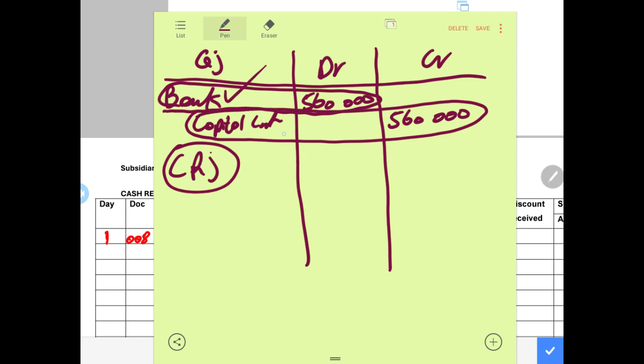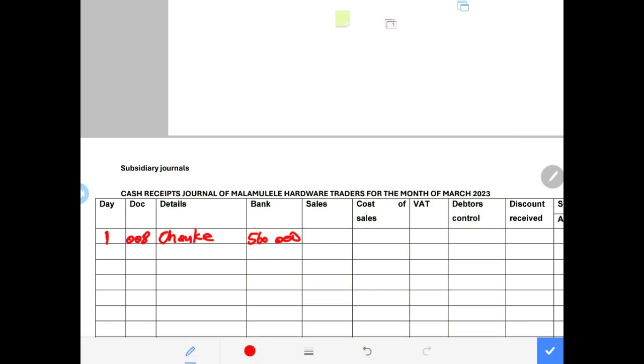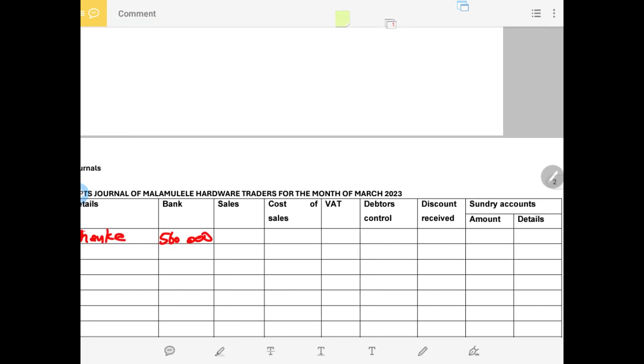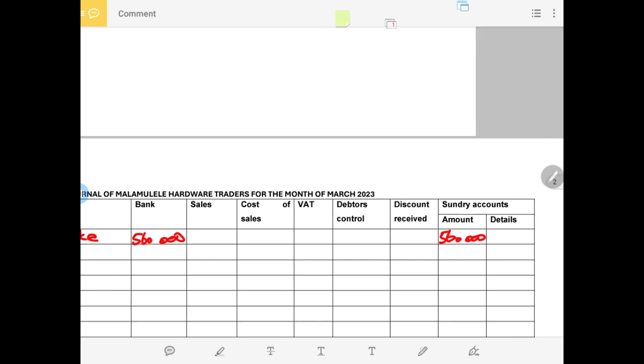Does capital contribution have a column in the cash receipt journal? The answer is no. The minute the answer is no, the amount of the capital contribution will be recorded under sundry account. So that is why we record the capital under sundry account. The question is, what is this 560? The 560 is capital contribution.